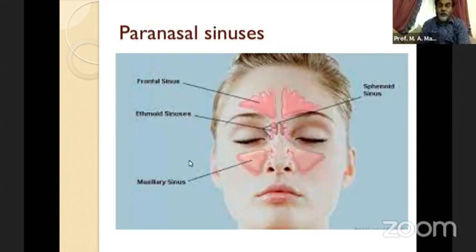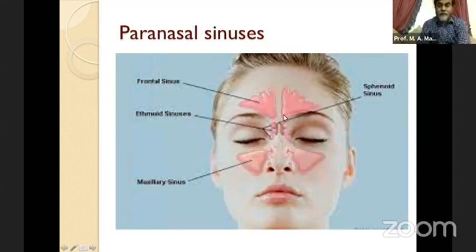So look at the picture here. We usually have two groups of paranasal sinuses: an anterior group and a posterior group. The anterior group comprises the maxillary sinus, the frontal sinus, and anterior ethmoid air cells. The posterior group comprises the sphenoid sinus here and the posterior ethmoid air cells.